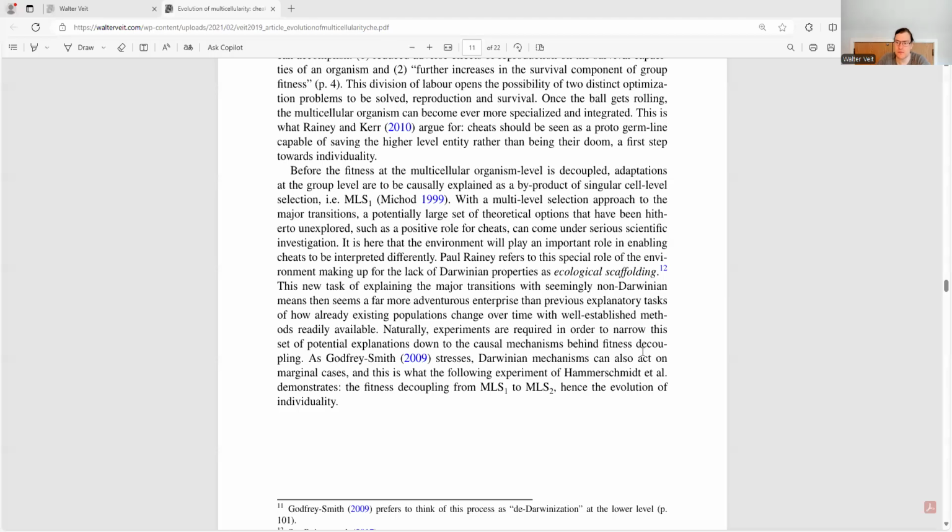Let me share the screen. Here we go. So we stopped thinking about the theoretical aspects of this paper. How can we think about multicellularity evolving? How do we think of something like a new individual emerging on a higher level, constituted of individuals at a lower level?